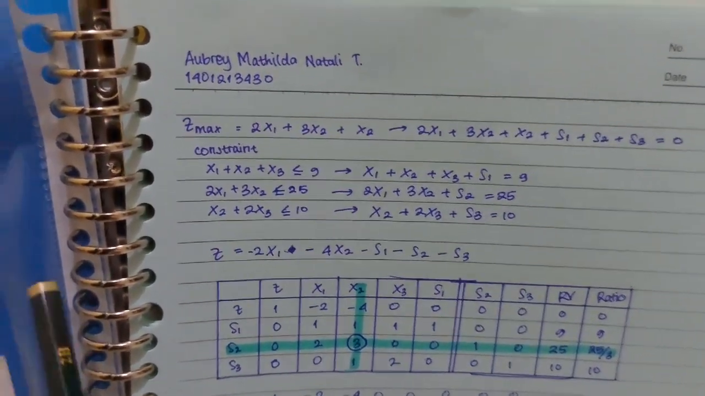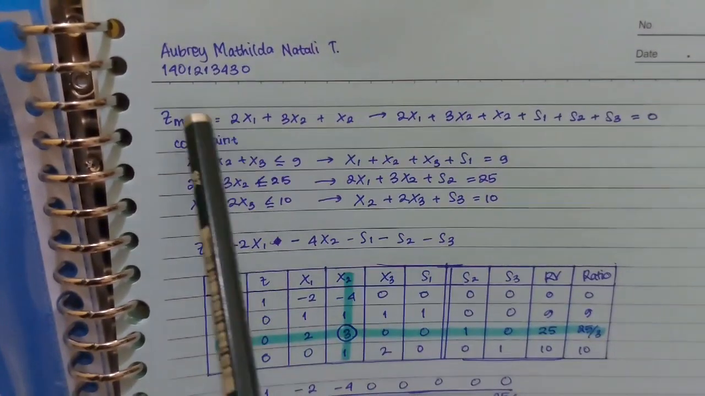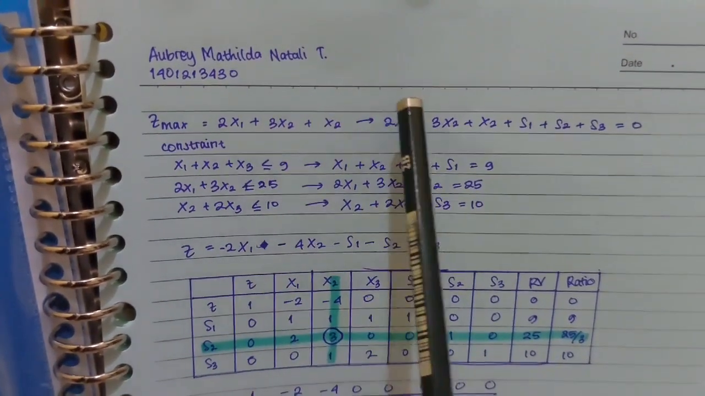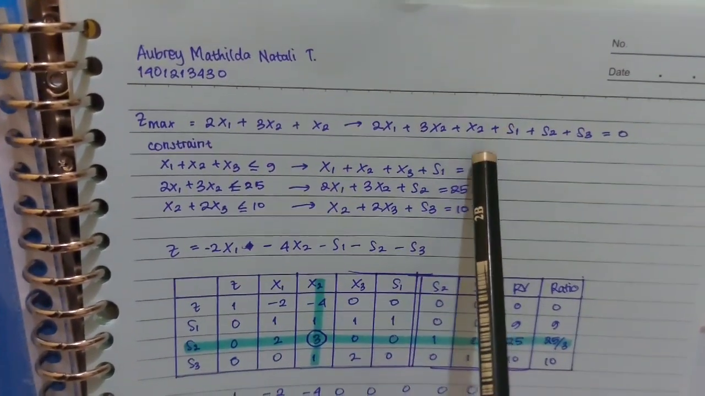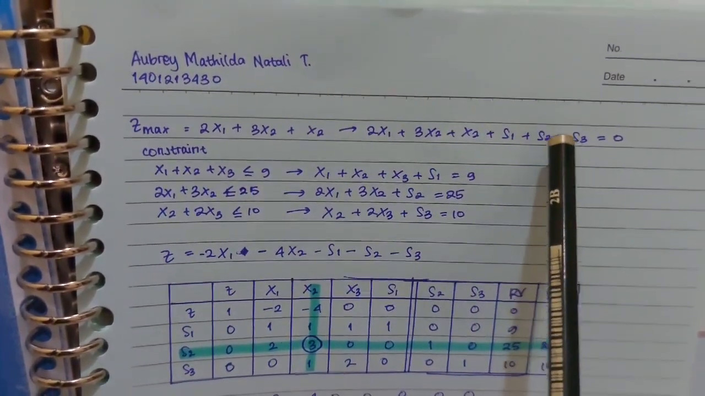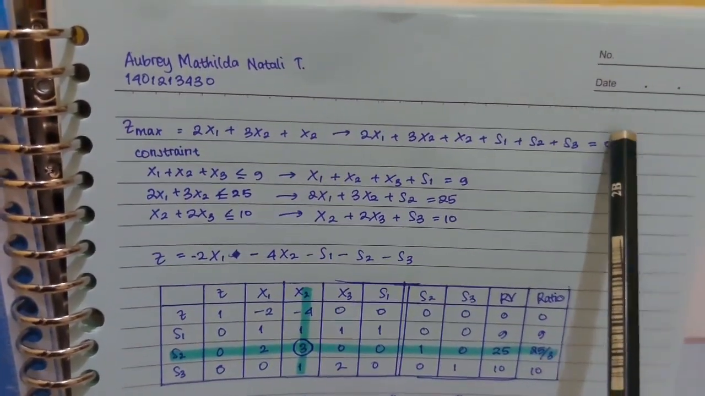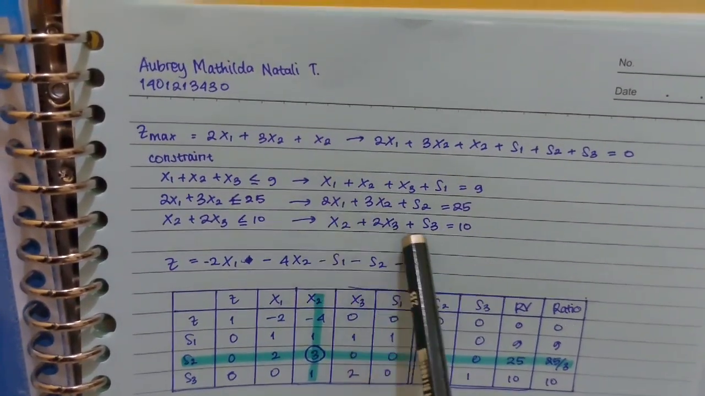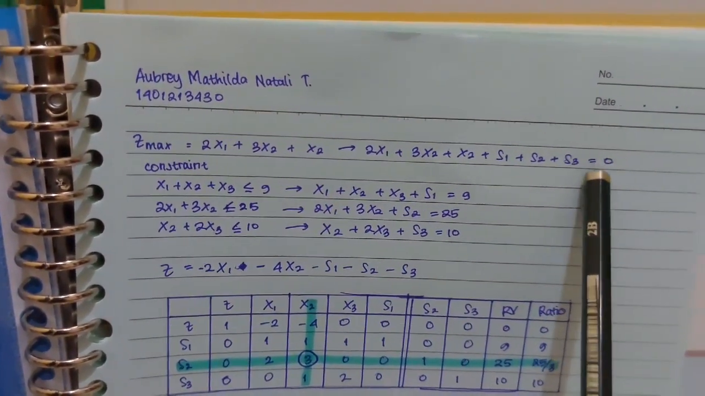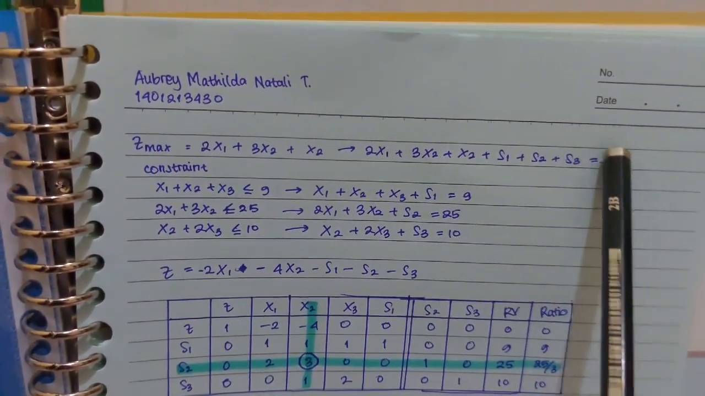After that, how about the Zmax? We should put all of these into the Zmax. So the Zmax becomes 2x1 plus 3x2 plus x2 plus s1 plus s2 plus s3 equals 0. Why 0? Because every equation must have a right value. Here, Zmax has 0 as its right value.